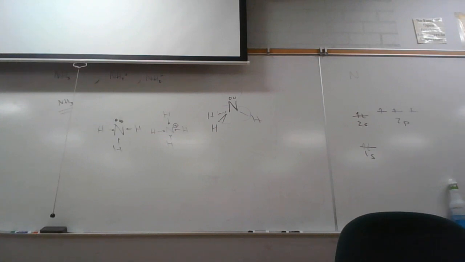All right, now I'm going to try to draw the orbitals on nitrogen. So here I have the nitrogen, and I'm going to draw 4 equivalent sp3 orbitals in a tetrahedral geometry.